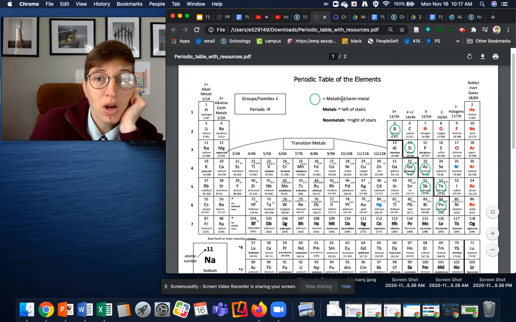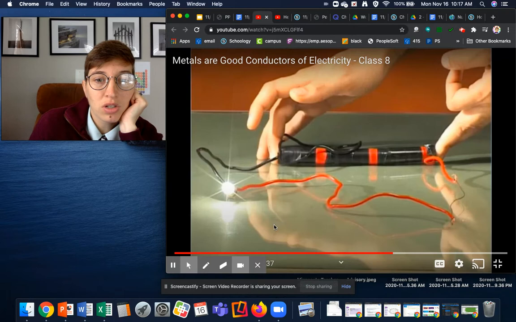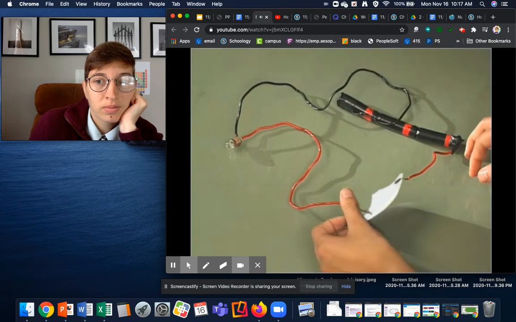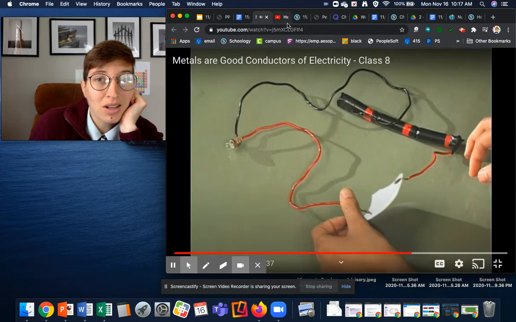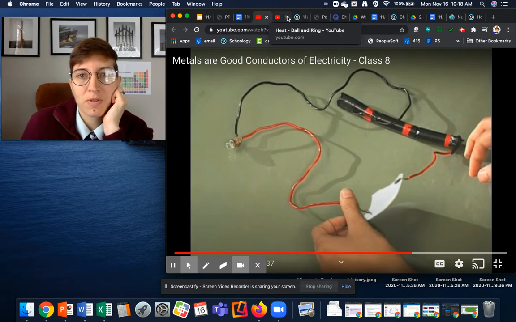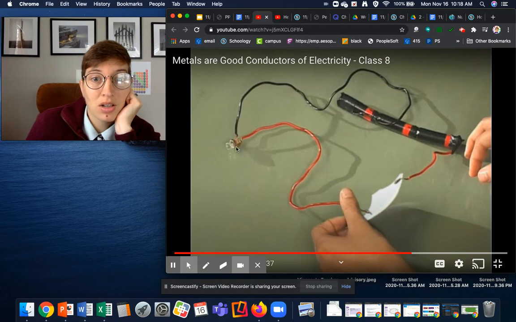So copper wire, copper's over here, number 29, to the left of the stairs. Here are the stairs. It's a metal, so it's conducting electricity. On the other hand, when a piece of plastic is connected between the open ends of the wire, the bulb does not glow. Plastic isn't just an element on its own, but it's made up of nonmetals. So it does not conduct electricity.